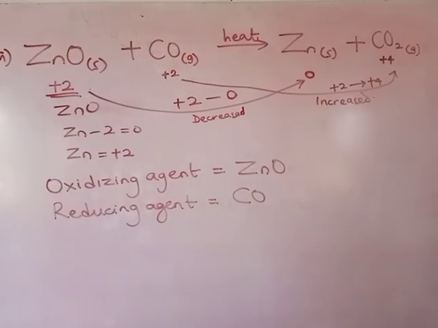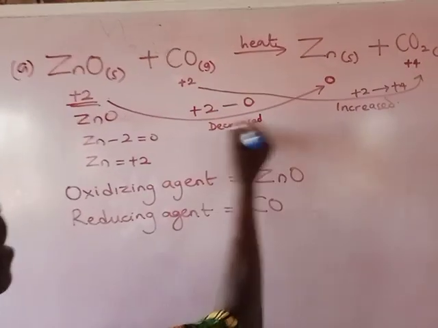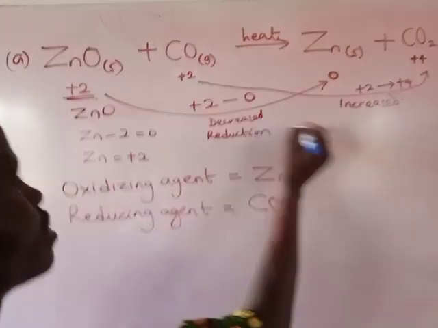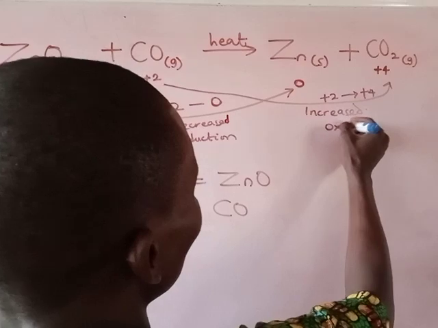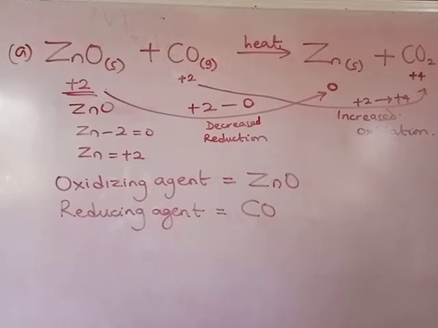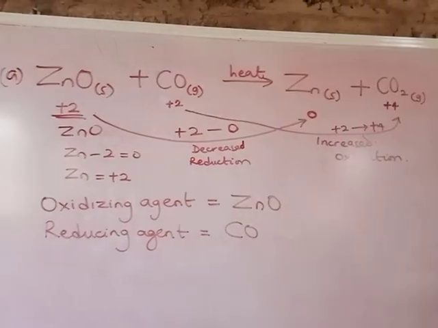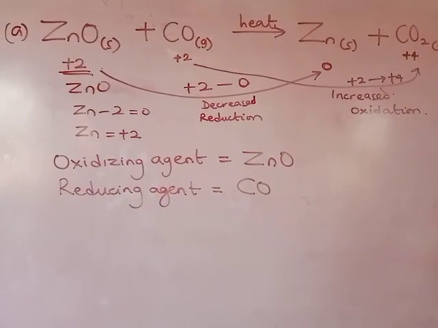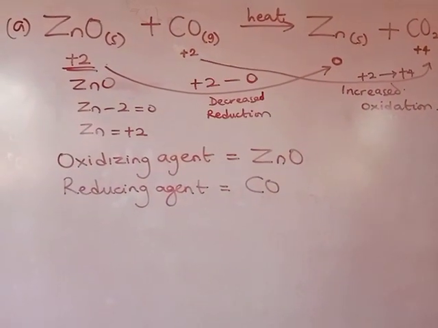I hope it's clear to you now. So this has decreased, that means it has been reduced. That's a reduction. It has increased, that's oxidation. So I hope this is very clear. Please check it well. See what we have done. It's very simple. Just pay attention, go through this video, listen to it again. Then we'll do the second one now.